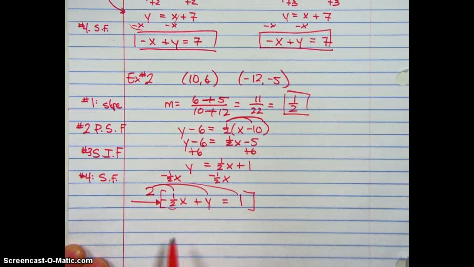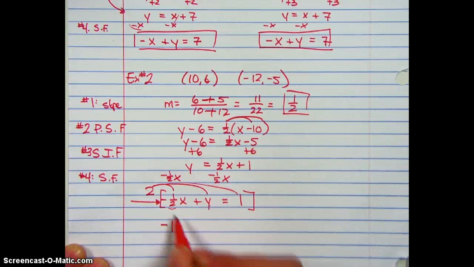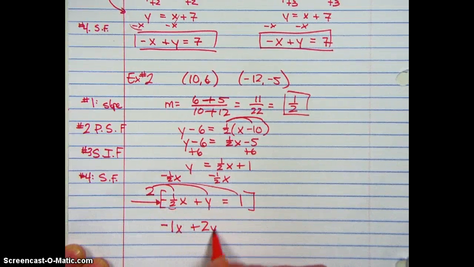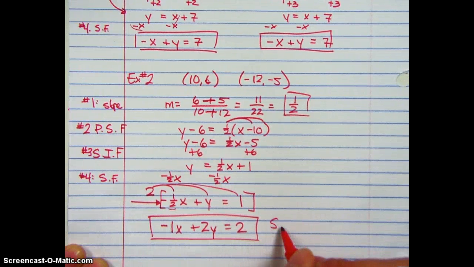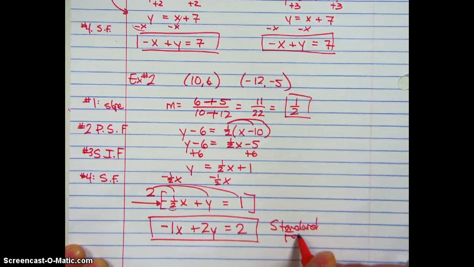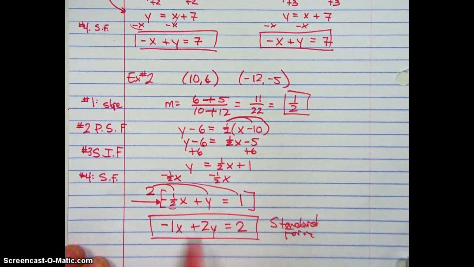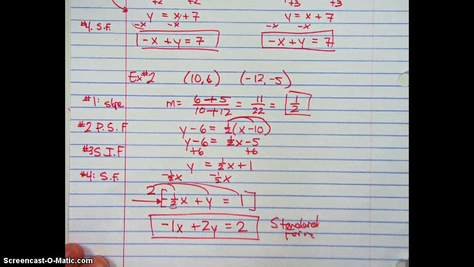I'm going to get rid of that fraction. Negative 1/2 times 2 is negative 1. 2 times y is 2y, and then 2 times 1 is 2. Now we've got standard form. Standard form basically says that you have to have x and y on one side. I don't want any fractions over here, so we take care of it just like that.